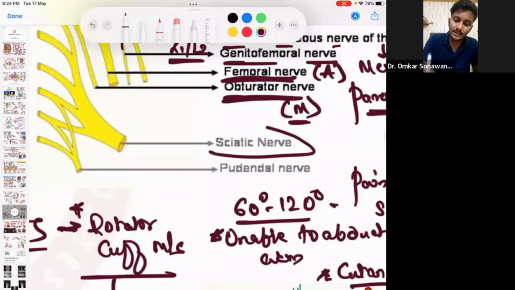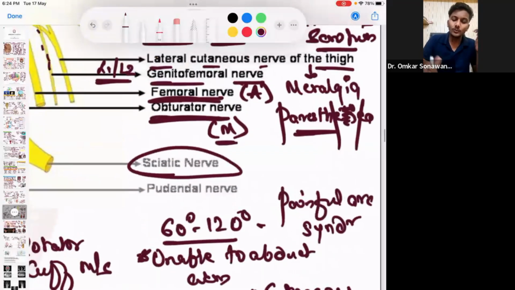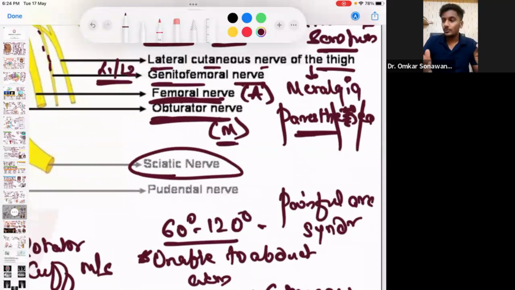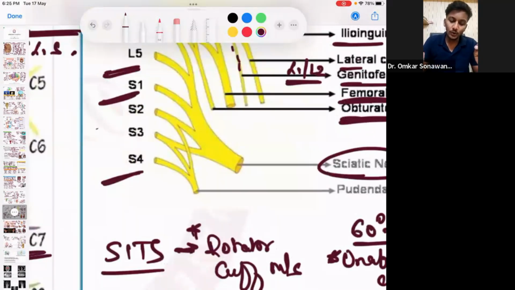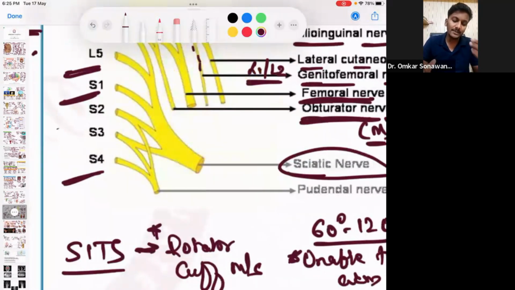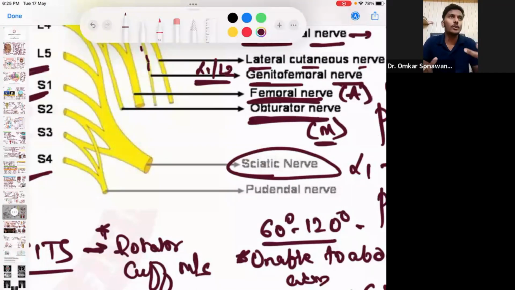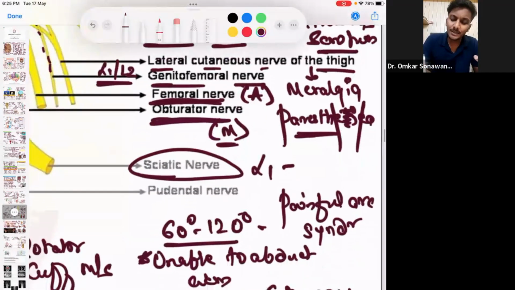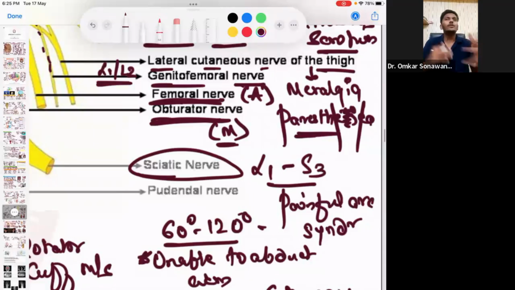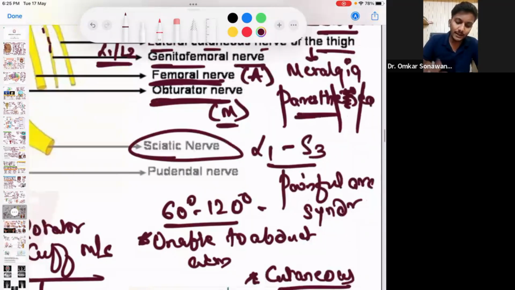उसके अलावा the largest nerve which is having root value L1 to S3. Okay, sometimes they give it to S4 also. ठीक है? So L1 to S3. Sometimes some books also write it as S4. ठीक है? So depends, मतलब कभी होता है कभी नहीं होता from the S4. ठीक है? So L1 to S3 or L1 to S4 is the root value for largest nerve of the body, that is sciatic nerve. And we also have a pudendal nerve.